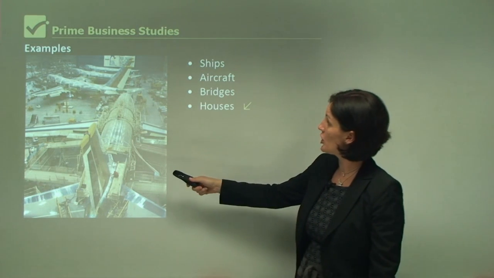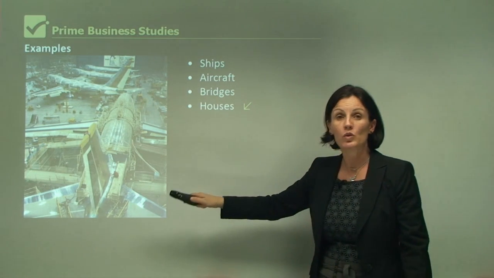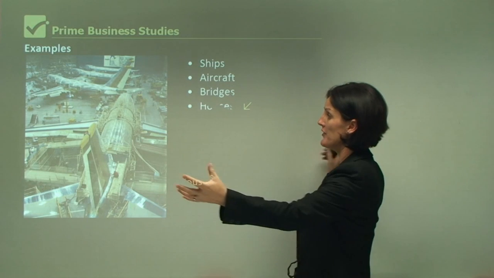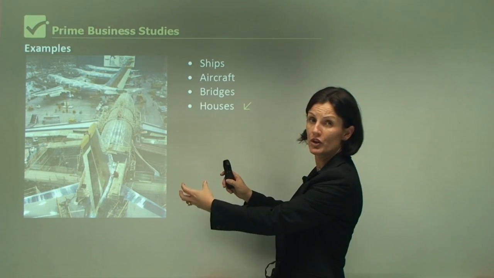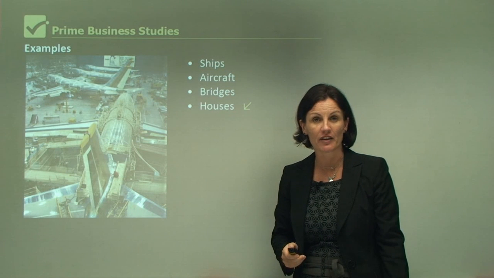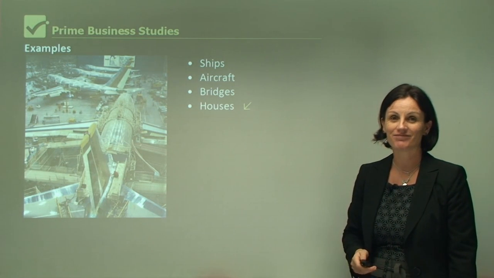Now, this picture shows an aircraft being made. The actual aircraft will stay in the same position. We call that fixed position. And then all the inputs and the workers and the machinery will actually come towards the aircraft. That lesson was on plant layout.